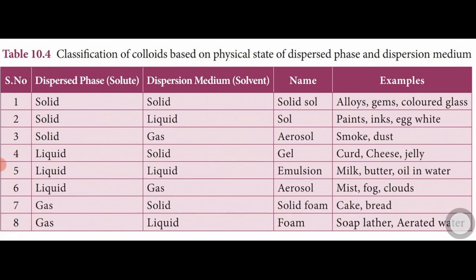The sixth colloidal system is liquid in gas. Colloidal system name aerosol. Example, mist, fog, cloud. Seventh colloidal system, gas in solid. Colloidal system name solid foam. Example, cake, bread. The final colloidal system is gas in liquid.